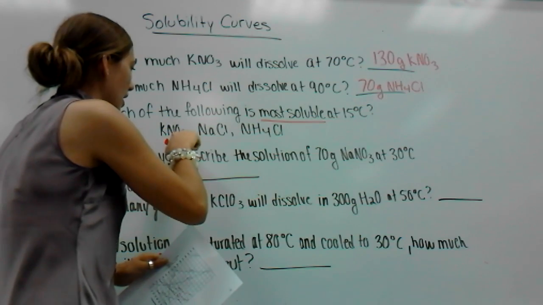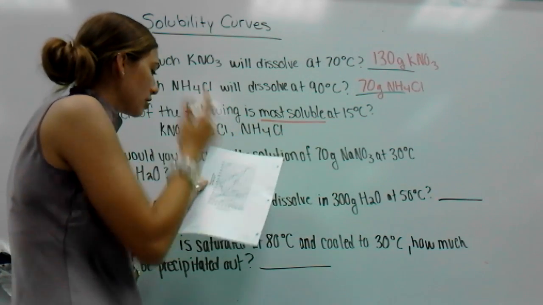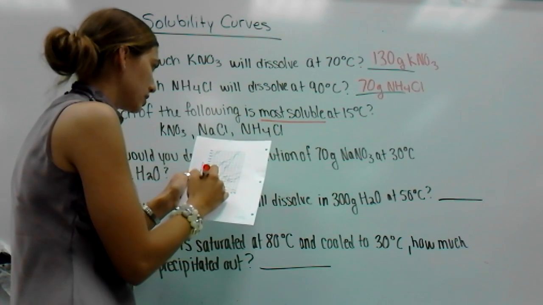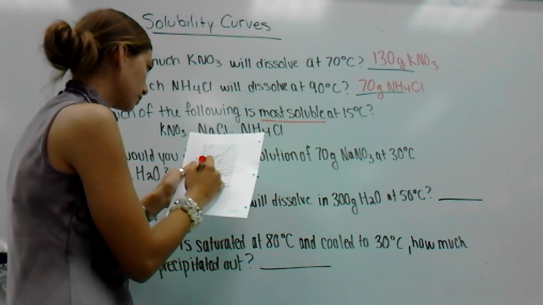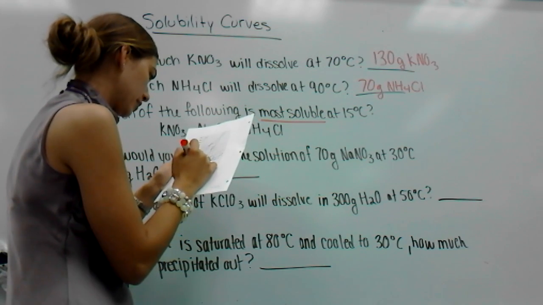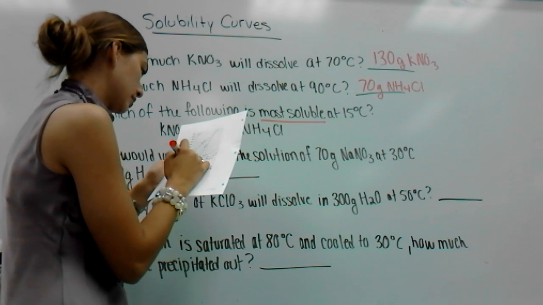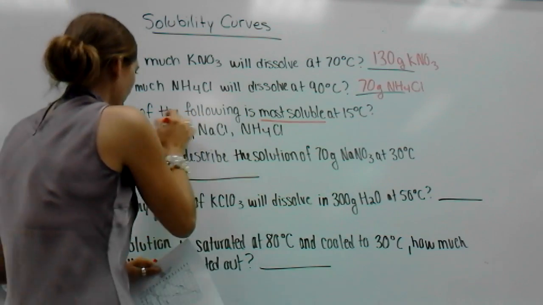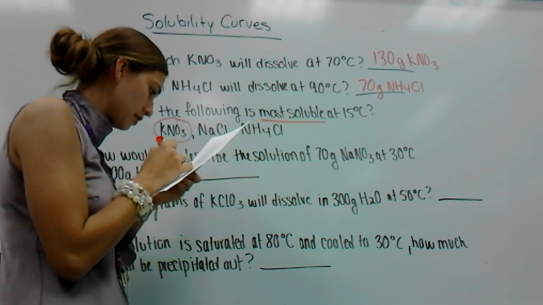So we want to know between KNO3, NaCl, and NH4Cl. So you're going to look at your solubility curve and figure out at 15 degrees Celsius which one is going to be lowest. So if you go up, the first one that I'm pretty sure you hit at 15 degrees Celsius is going to be KNO3. Let's just make sure that I have all my lines straight.